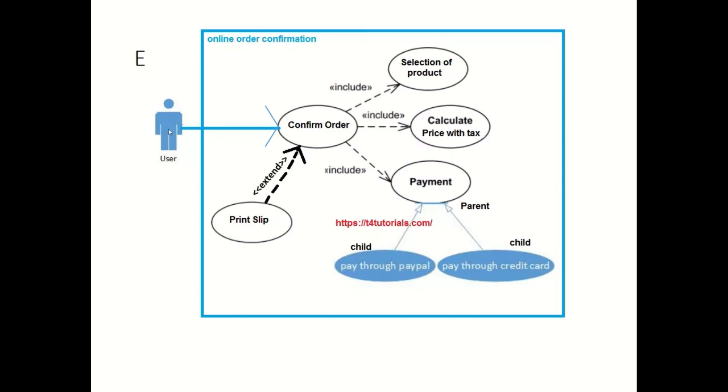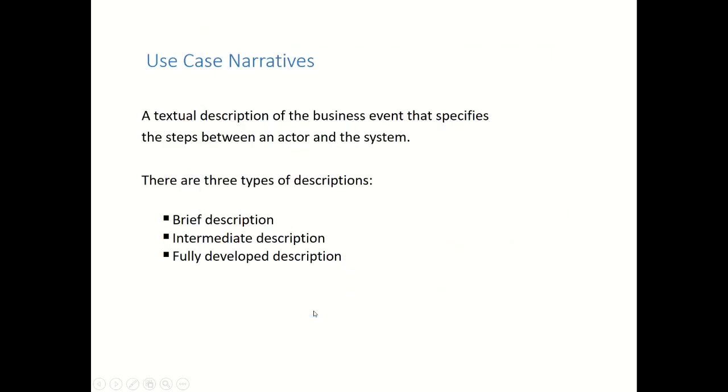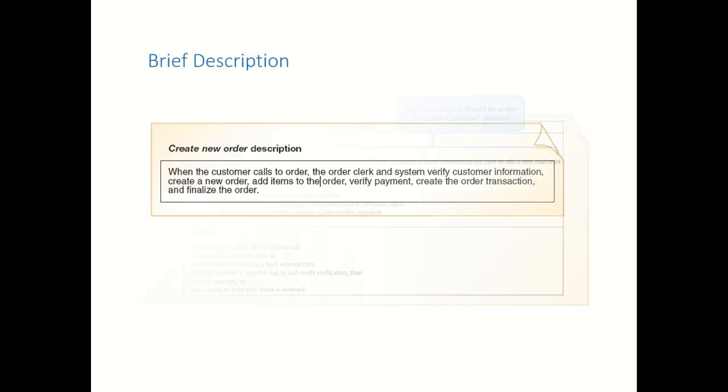So when you look at this, this is an association relationship, this is the include relationship, this is the extends relationship, and this is your normal inheritance relationship, right? So hope you understood the various relationships here. And then comes the final one, which is your use case narratives, which we have already seen.